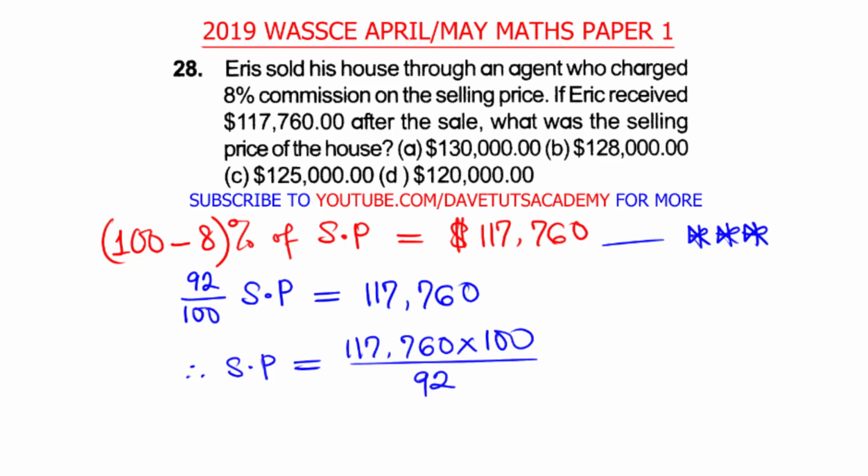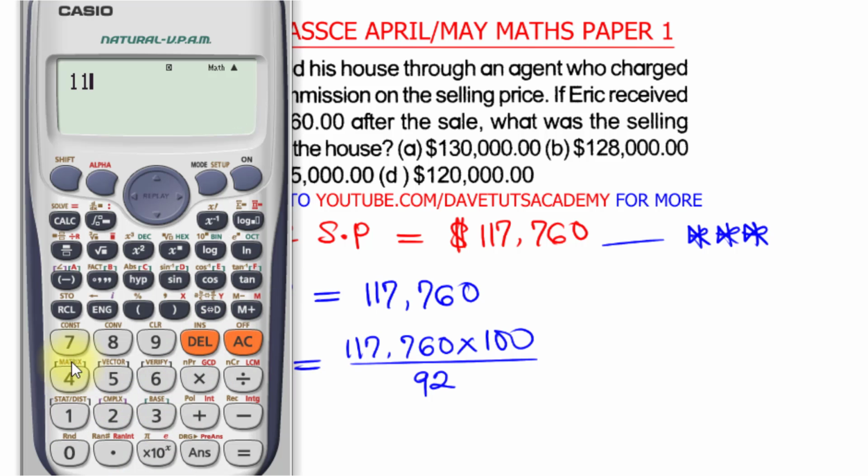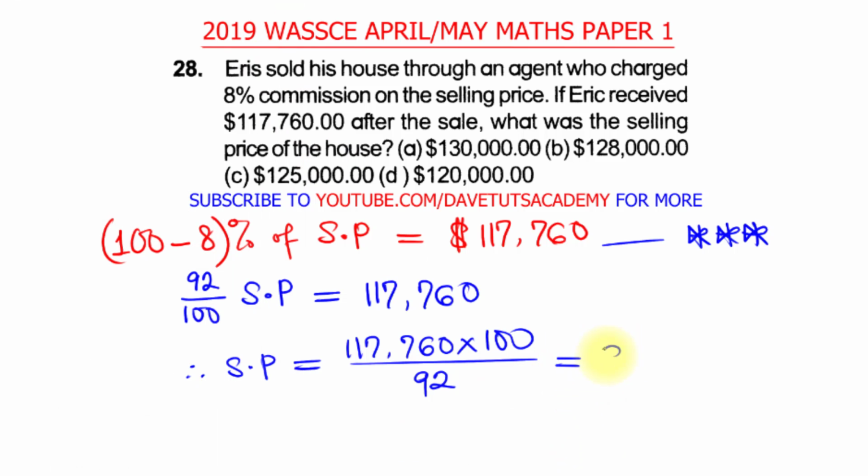And if we were to take our calculator and evaluate this, we have 117,760 times 100 divided by 92. What's that? That's $128,000. So this selling price is nothing but $128,000. And if we look at the options, you can see Option B is there for us as the amount at which the house was originally sold. So the correct option is option B. Quite simple, quite easy, but understanding how to express the question will go a long way in helping you solve this type of questions.